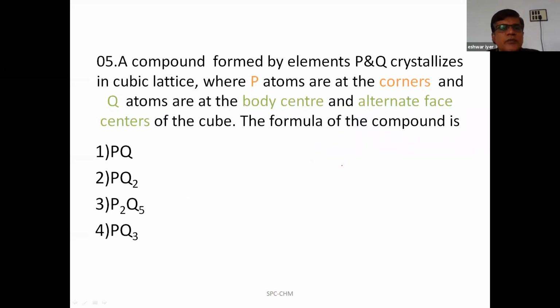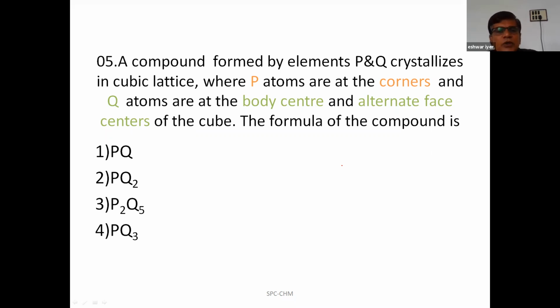Come to the next question. A compound formed by elements P and Q crystallizes in a cubic lattice, where P atoms are at the corners and Q atoms are at the body center and alternate face centers of the cube. The formula of the compound is, now the ratio of P and Q you have to find out.